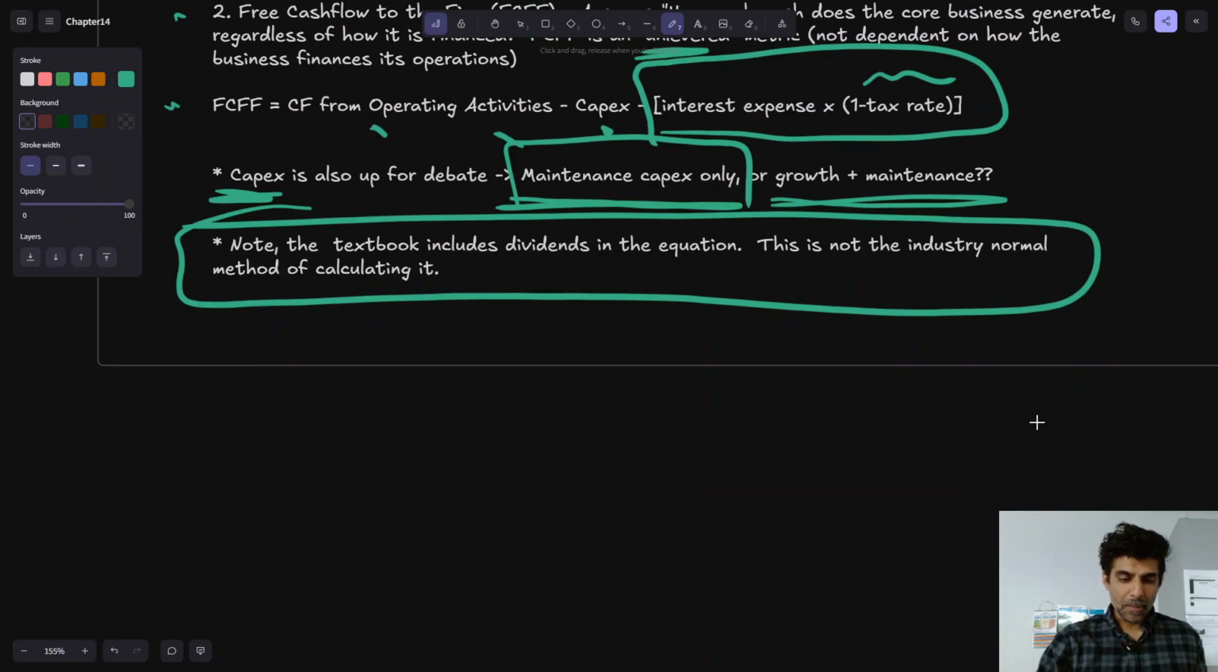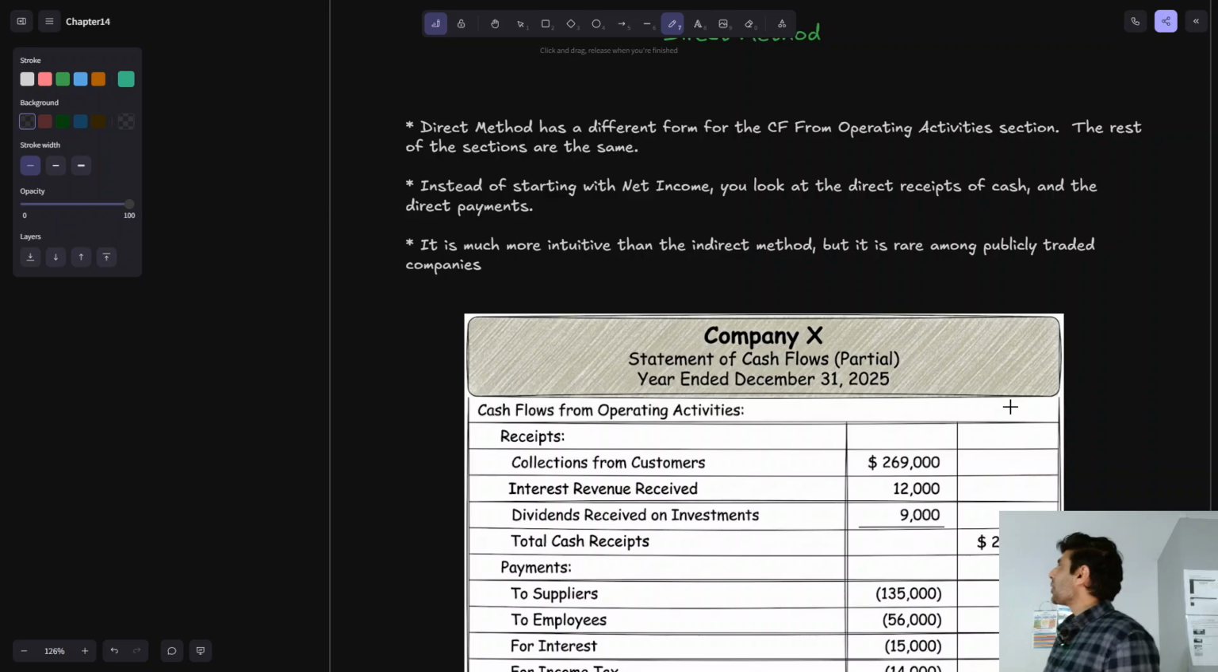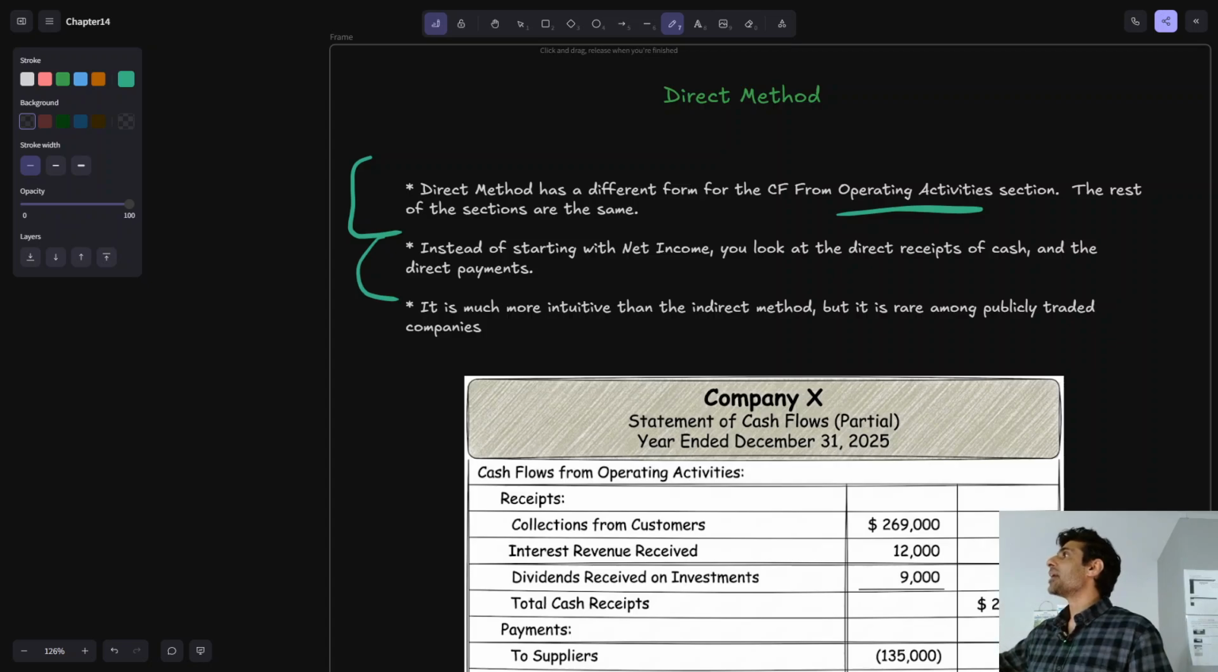And then lastly, the direct method. We have all these adjustments for change in accounts receivable and all that. It makes this operating section of the statement of cash flow overly complicated. There's another way to do this. As I said, it's not commonly done. But if you did your statement of cash flow with the direct method, the only section that's different is the operating activities. The rest are the same. Instead of starting with net income, you just look directly at how much cash is coming in and how much cash is being spent.